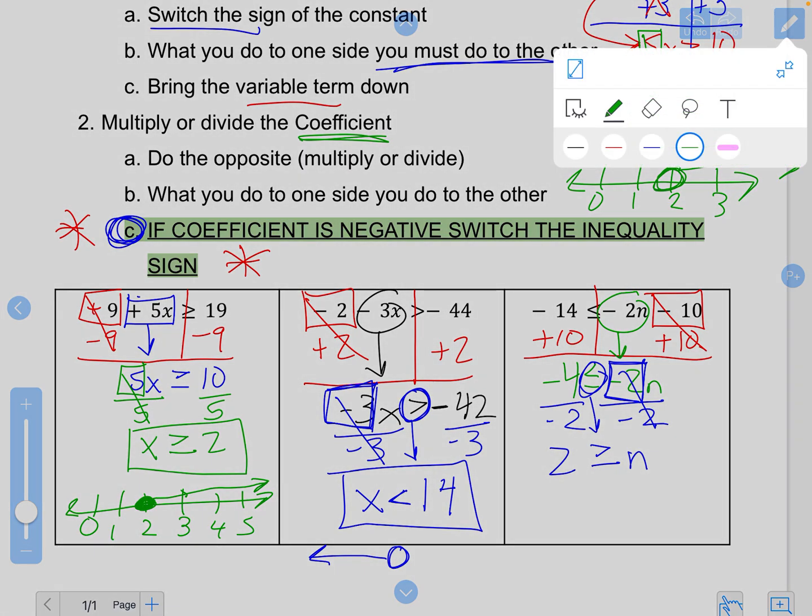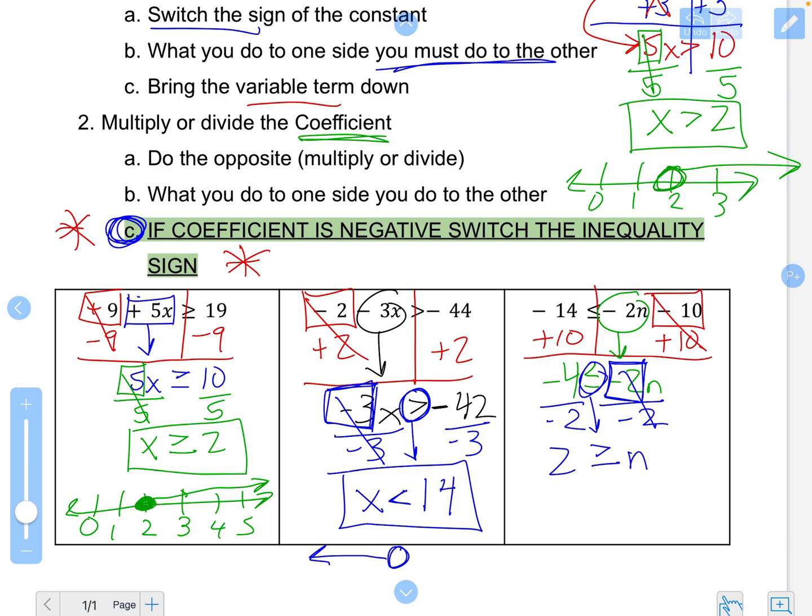Now there's one small minor thing. We always want our variable on the left side. So what we're going to need to do is flip the equation. So I'm going to write my n first. And when I switch the sides of the n, I also have to switch the sides of the inequality. So n becomes less than or equal to 2, which is the same thing as 2 being greater than or equal to n. And that's it.